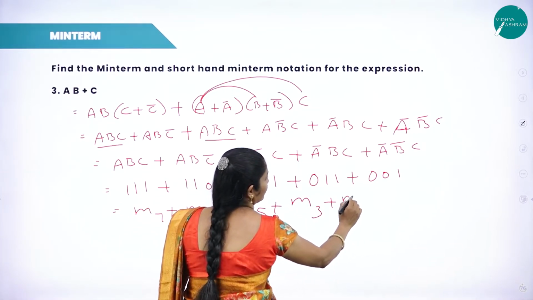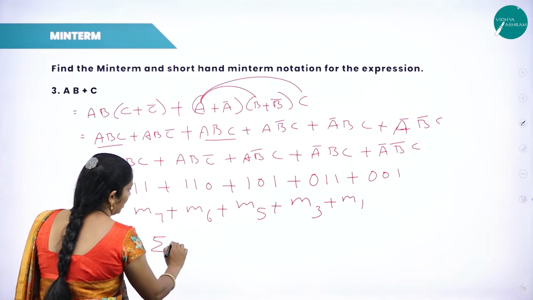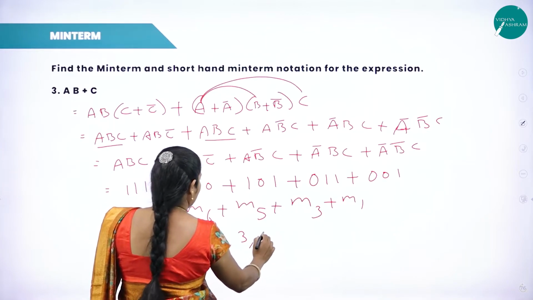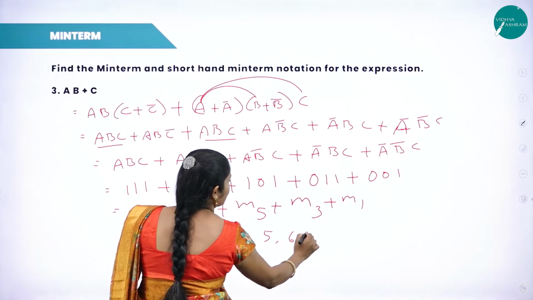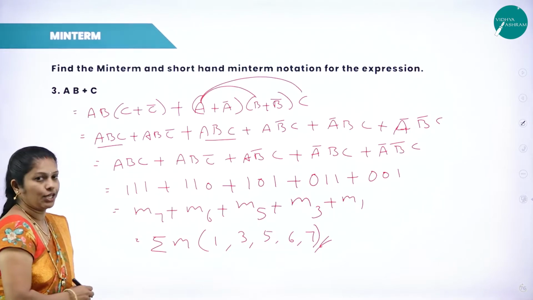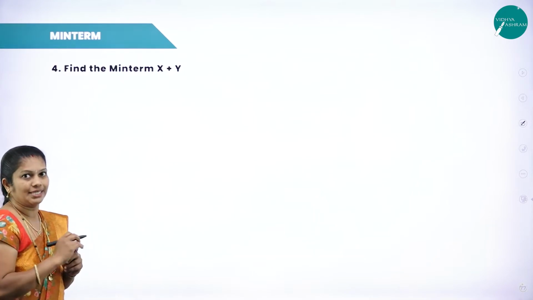This is M1. Now, write down the shorthand notation. Sigma m of 1, 3, 5, 6, and 7. This is the shorthand notation for the given expression. Now, is it clear? Next, I am going to give only one expression, that is x plus y.